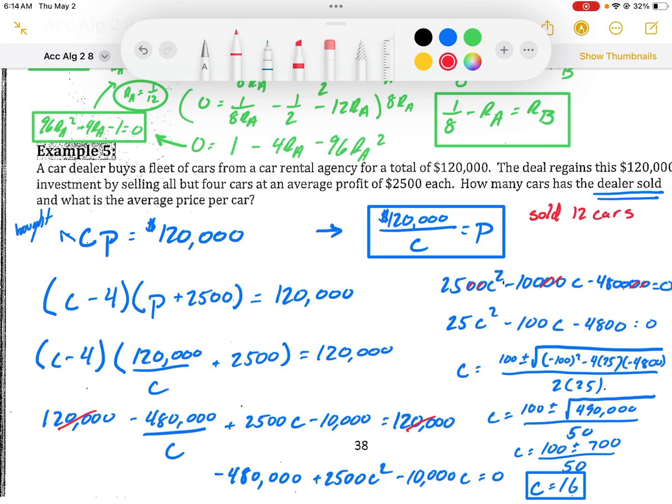Now, at the average cost of what? Well, that's simple. Because if we sold 12 cars and we made back $120,000, we would just simply do 120,000 divided by 12, and you get your average cost of 10,000.